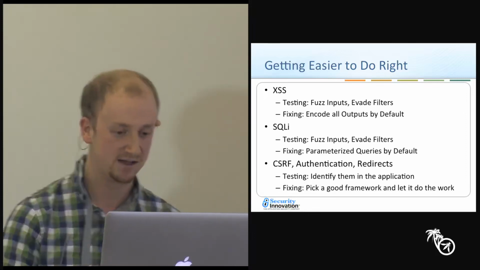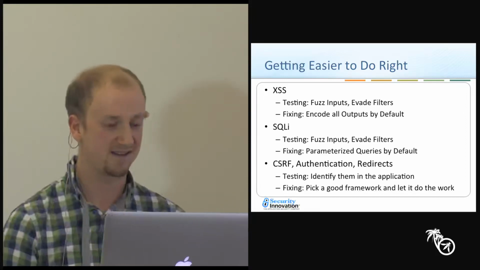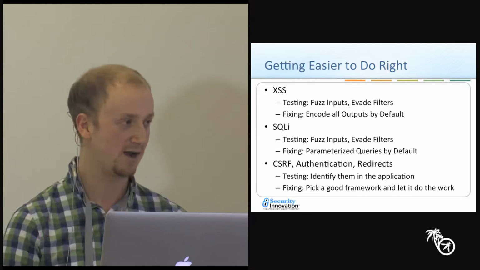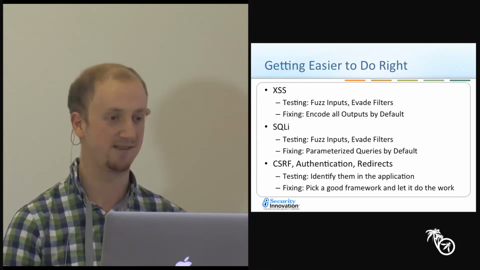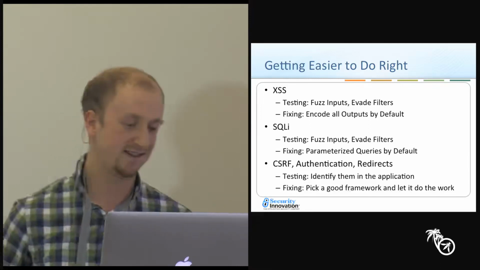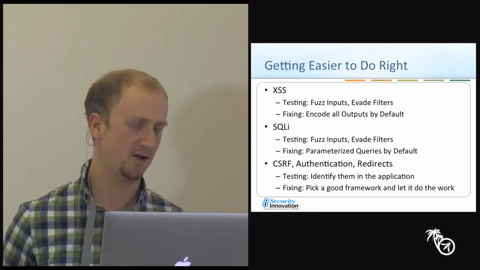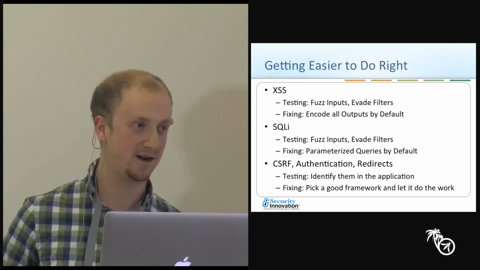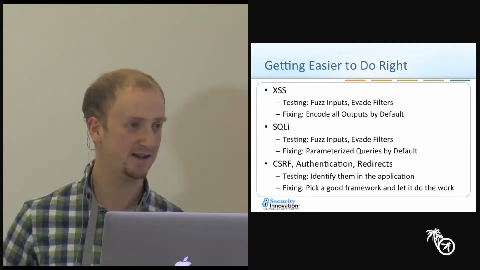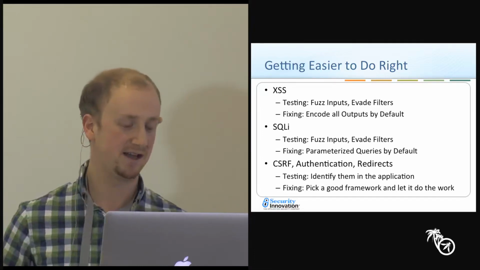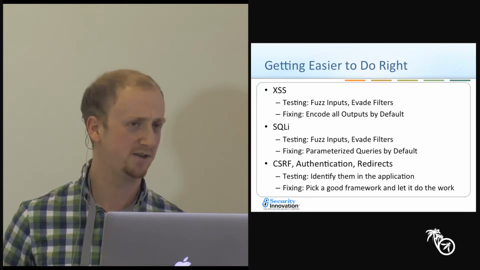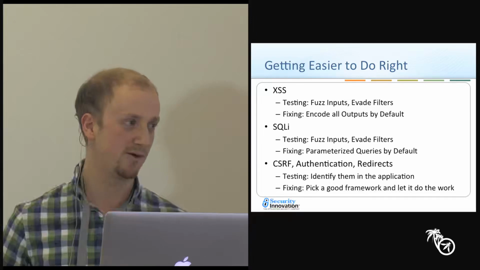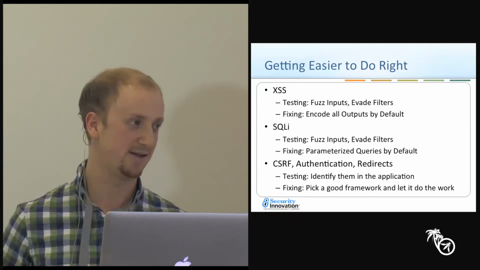Same thing with SQL injection. Same sort of process for testing, fuzzing all the inputs, evading the filters. And once again, there's a known way that's the right way to fix it, which is to use parameterized queries by default. CSRF, authentication and open redirects, same kind of concept with testing now. Testers know what to look for, and it's just sort of exploring the application until you find signs that these issues exist. And as far as fixing, this is not really left in the developers' hands to come up with their solution anymore. Really, the work is now picking the right framework that knows about these bugs and handles them by default.